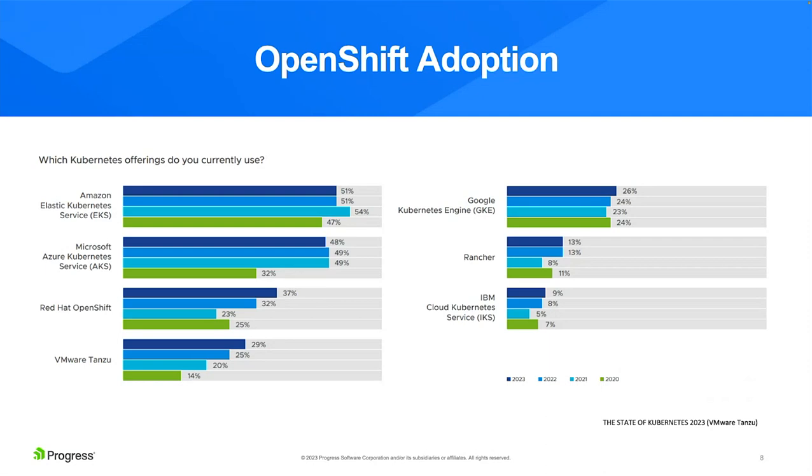In contrast, there's been a steady increase in the adoption of OpenShift. We can see it has gone from 25% in 2020 to almost 37% in 2023. Over the past year, there has been a 5% increase, which is higher than gains made by Google, Rancher, and even IBM Kubernetes offerings in the same period.